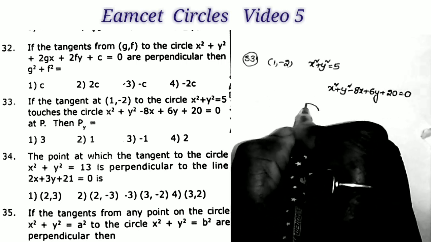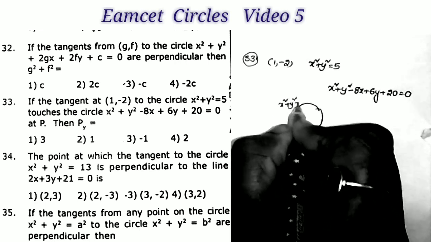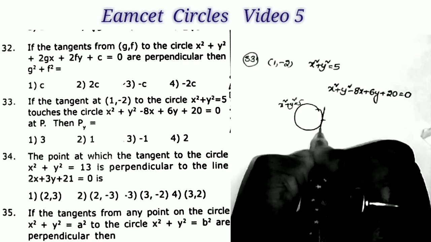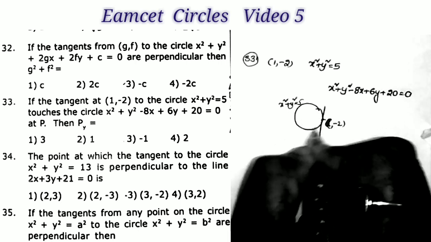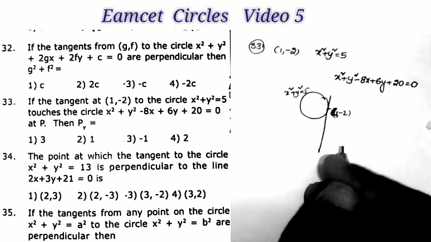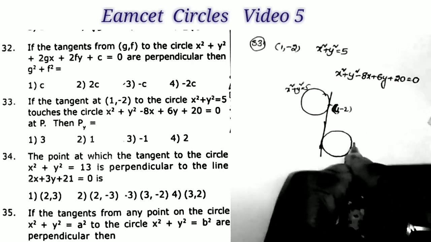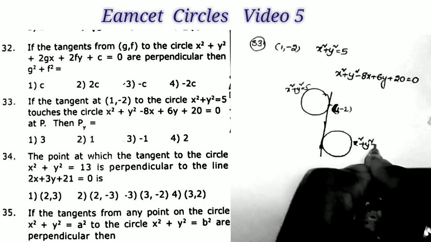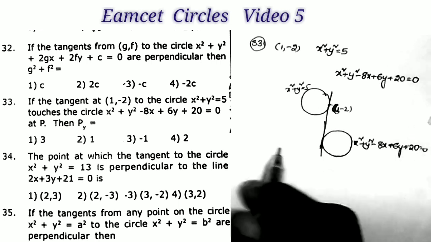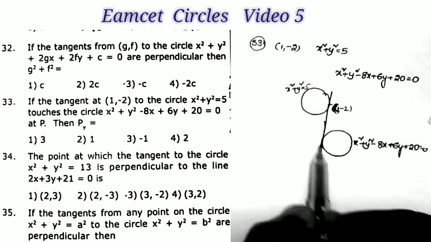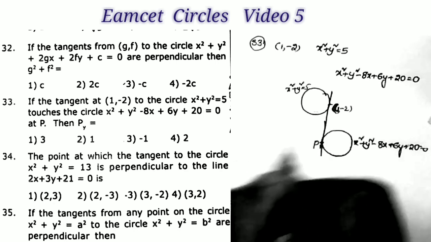Okay, listen. One circle is given here. This is the first circle. Equation is x square plus y square is equal to 5. Now the tangent to this circle at the point (1, minus 2). Now this tangent again touches the second circle. What is the circle equation? x square plus y square minus 8x plus 6y plus 20 is equal to 0. That is, the tangent of the first circle touches the second circle. That is the given condition, and it touches the circle at the point P.